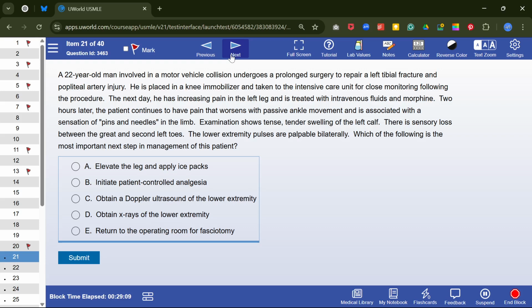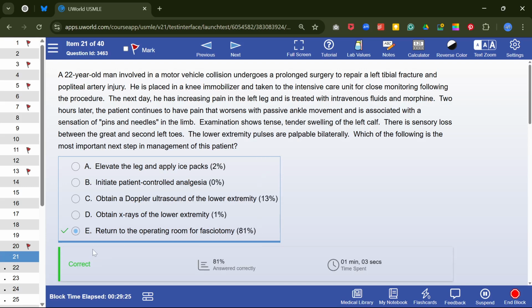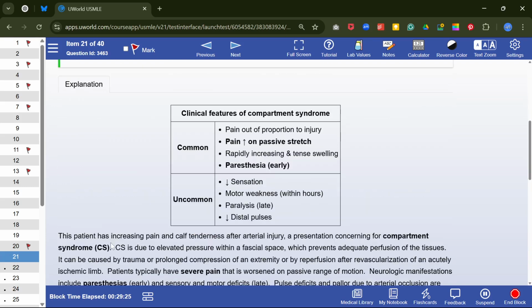Is it DVT? Mm, there is sensory loss of fascia. Okay, it is compartment syndrome.